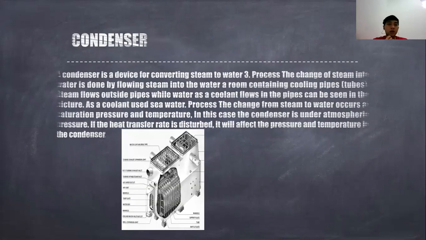Third, condenser. A condenser is a device for converting steam to water. The process of changing steam into water is done by flowing steam into a room containing cooling pipes or tubes. Steam flows outside the pipes while water as a coolant flows in the pipes, as can be seen in the picture. Seawater is used as the coolant.